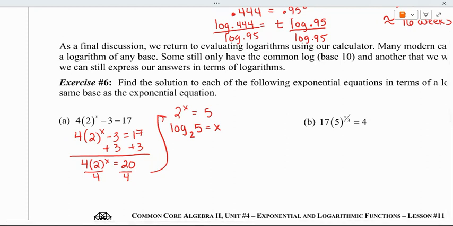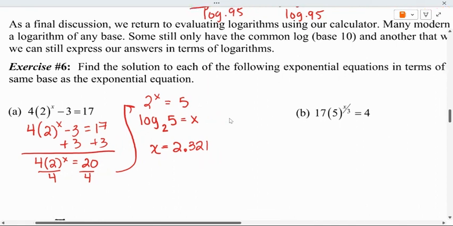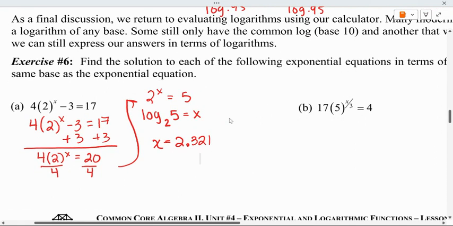So in your calculator, hit your math button and scroll all the way down to that capital A where you have the log base. And you're going to type in log base 2 of 5 and hit equals. And you should find out hopefully that x is about 2.321. Yeah, I'm just going to write it just like that. 2.321. Okay, let's do the next one.